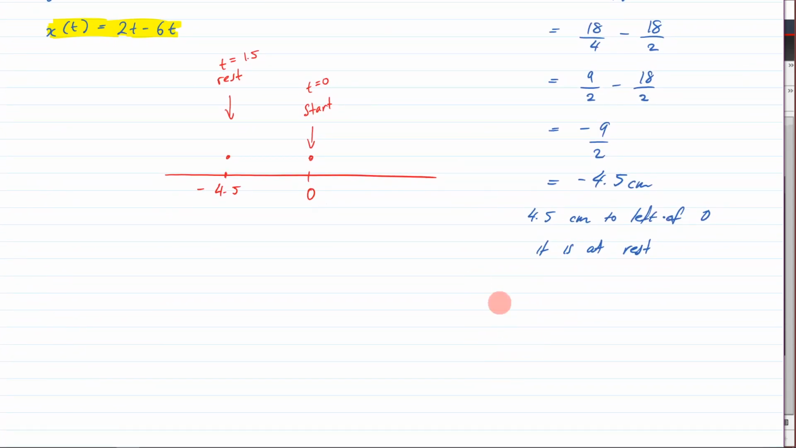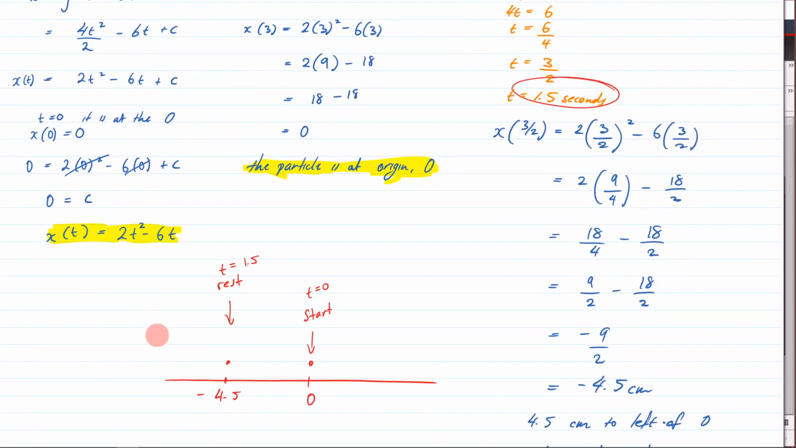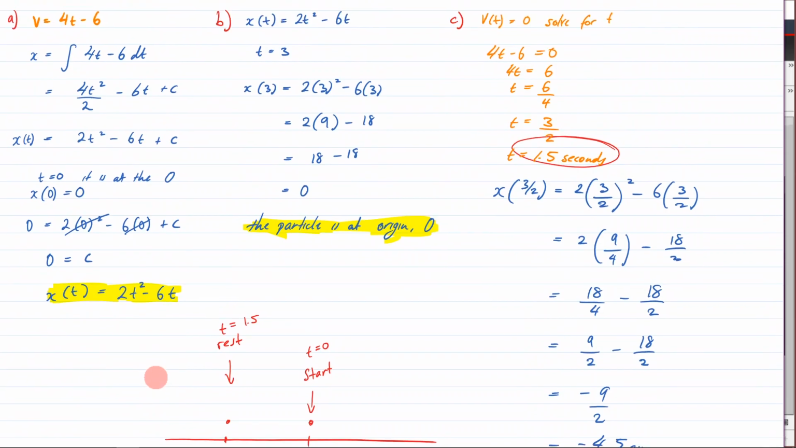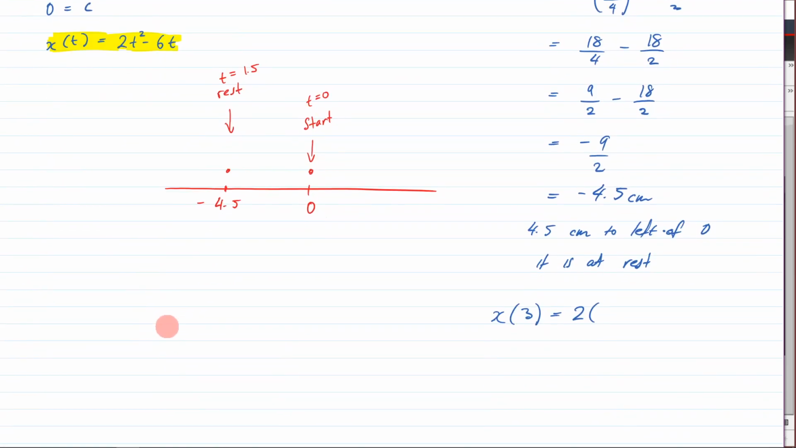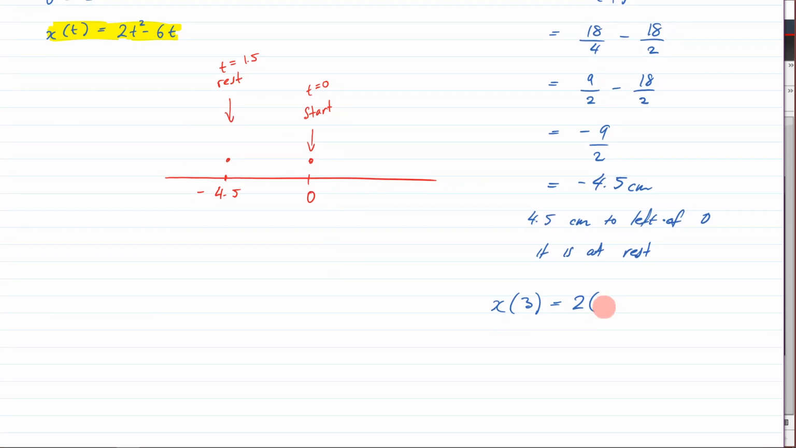So I'll come here and I'll go, what is x of 3? That's going to be 2. Oh, wait. I forgot a square there. My apologies. That should be squared. 2t squared minus 6t. I forgot that. But that's all good. I used it correctly for the other ones, which is lucky. All right. What was I doing again? I'm subbing 3 into this. 2 times 3 squared minus 6 times 3 equals 2 times 9 minus 18, which is 18 minus 18.